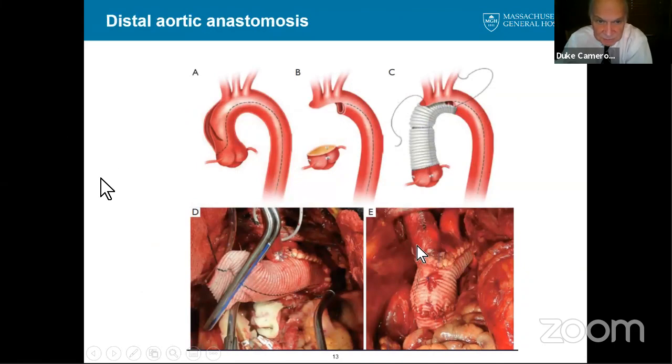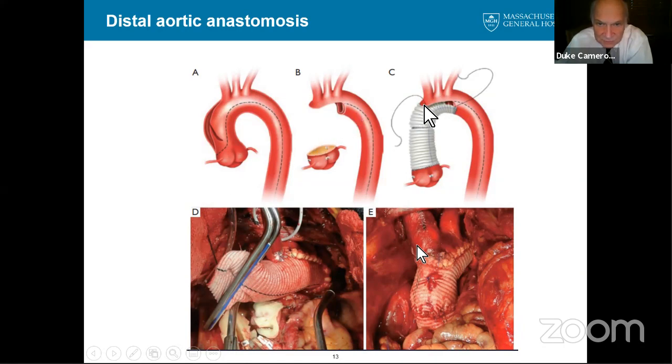Now, after the proximal part is done, while you've been cooling, you'll need to focus your attention to the distal anastomosis. Now, if it's a type 2 or DeBakey type 2 and the dissection doesn't extend beyond about this point here, you might be able to do the whole thing with the aortic clamp. But most of the time, 75% of the time, it's a dissection that goes all the way around, DeBakey 1.